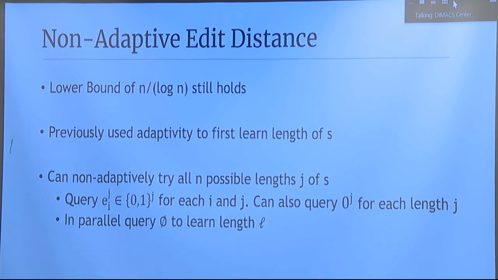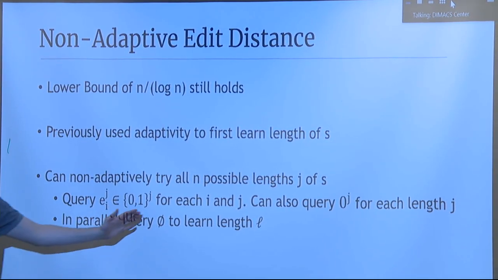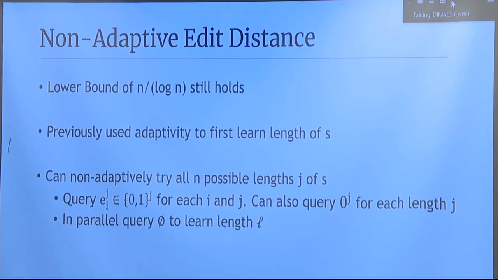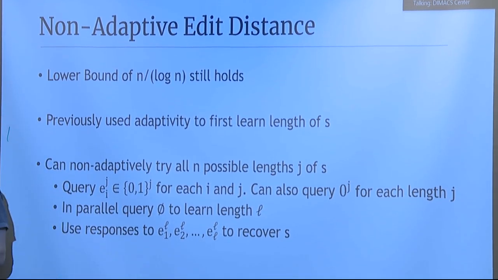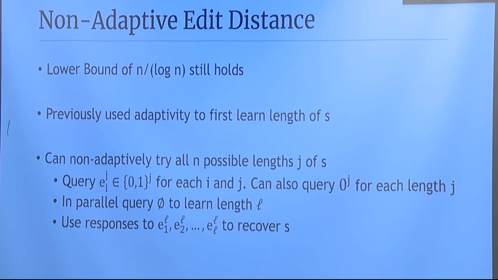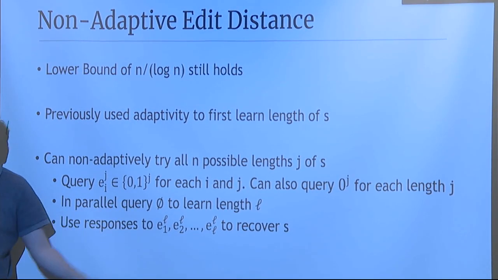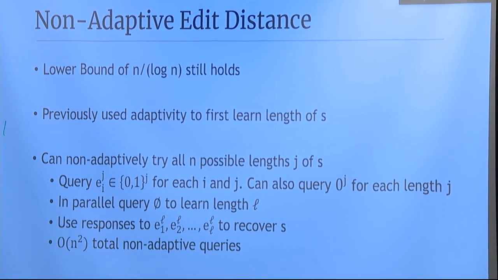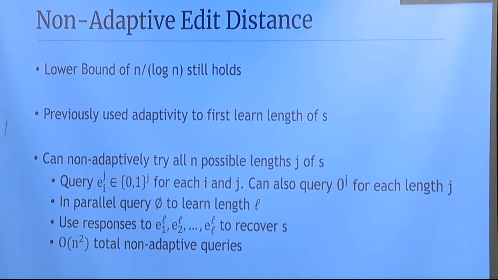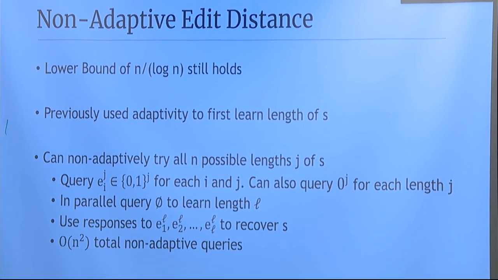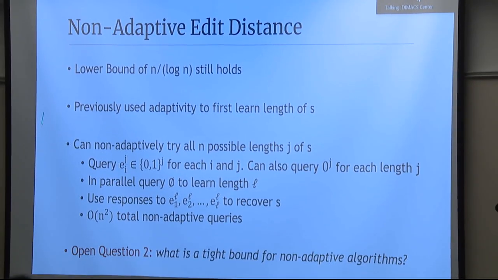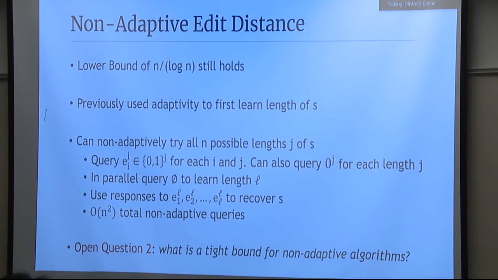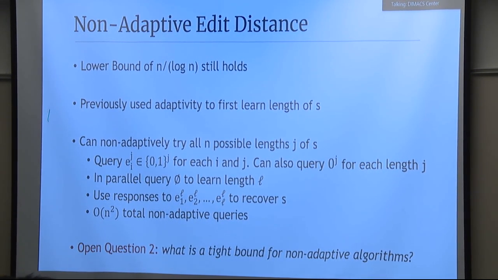In parallel, non-adaptively, I query the empty string to learn the length so that I can actually do the decoding. This is all non-adaptive, and I do the decoding using the appropriate queries that I have. But it seems quite wasteful because I threw away all the responses from the other lengths. So this gives order n squared total non-adaptive queries and leads to a more glaring open question: what is the tight bound for non-adaptive algorithms? It's between n squared and n over log n.